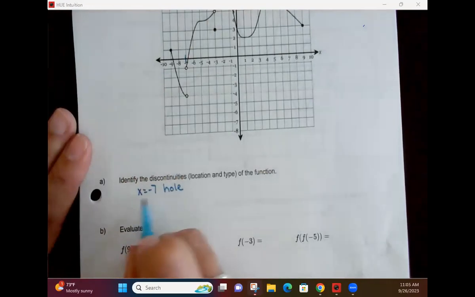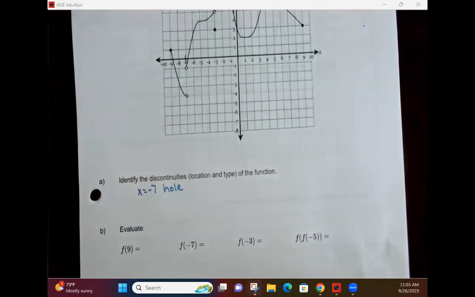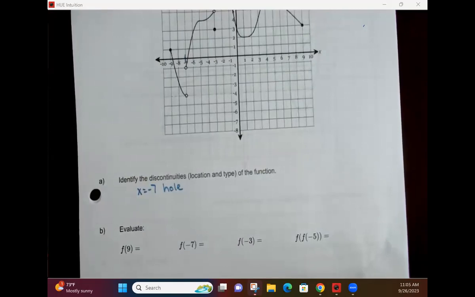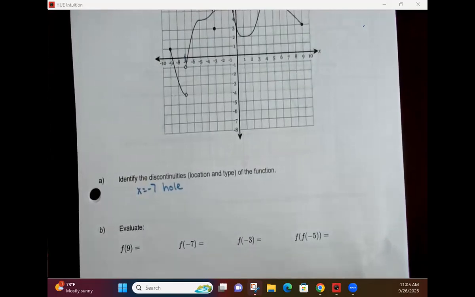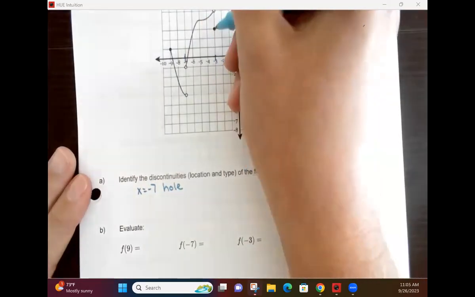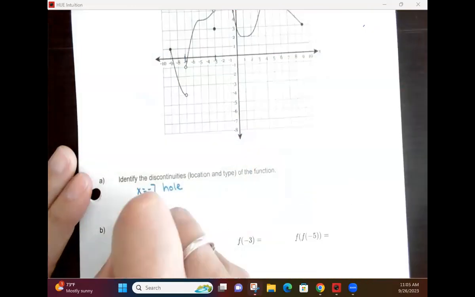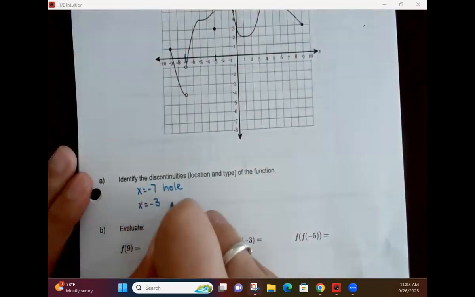And I do want you to write x equals when you're identifying these values for me. It's important that we recognize these are x values that are giving us problems. And when I have an asymptote, which is a line, I need to write the equation of the line, which would be x equals whatever that value is. Anywhere else that gives us a problem? Anywhere else something strange happened? At -3, this one's a jump because you could actually tell me what f of -3 is. So at x equals -3, we have a jump.